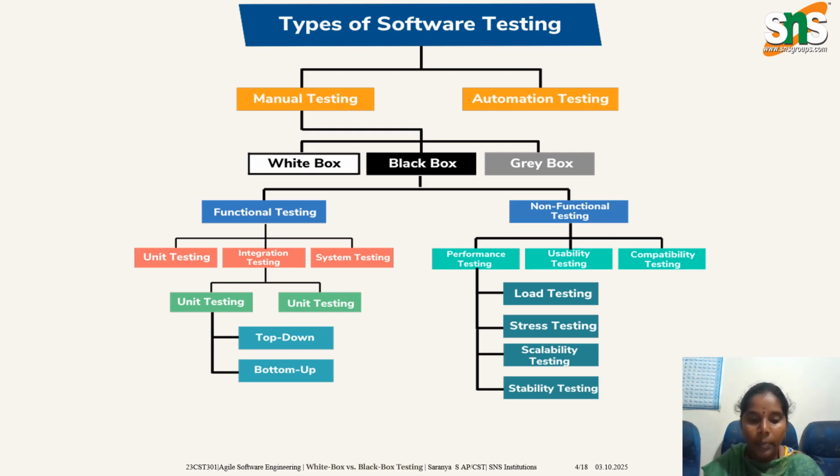System testing evaluates the overall functionality and performance of the complete, fully integrated software solution, and it tests whether it meets the specified requirements and is suitable for delivery to end users. Next, non-functional testing consists of performance testing, usability testing, and compatibility testing.